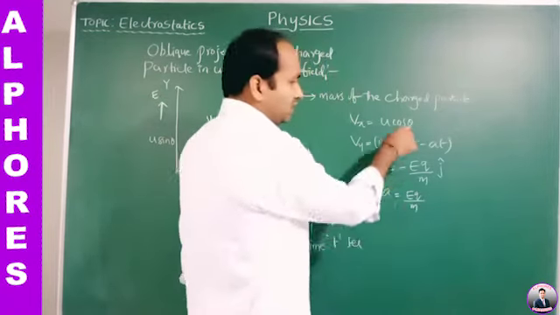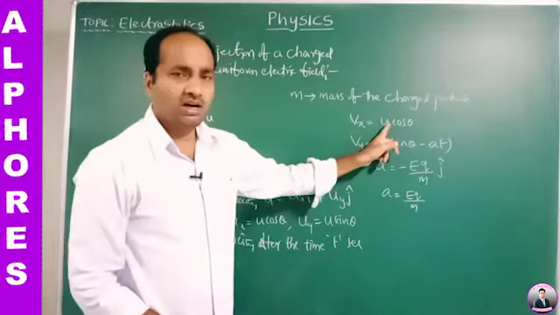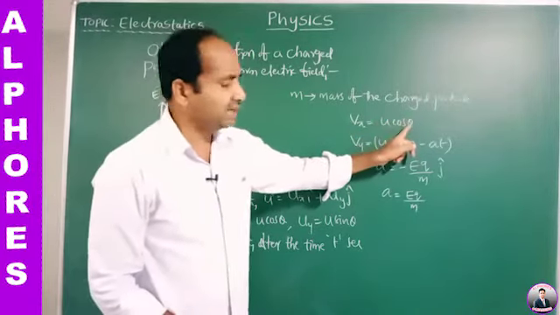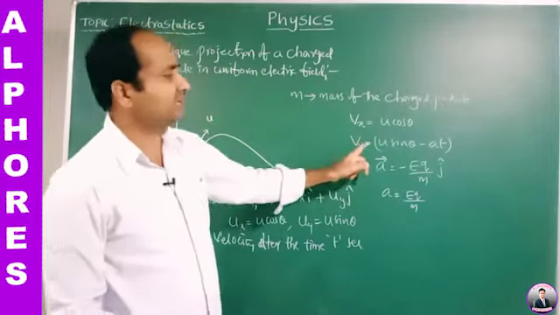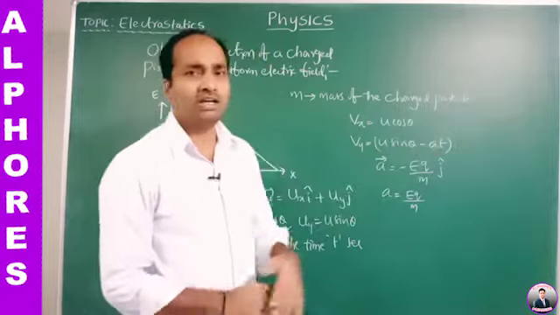Okay, and that too it is retarding, negative value. This is the horizontal velocity at any instant of time t. This is the vertical velocity at any instant of time t: u sin theta minus at.